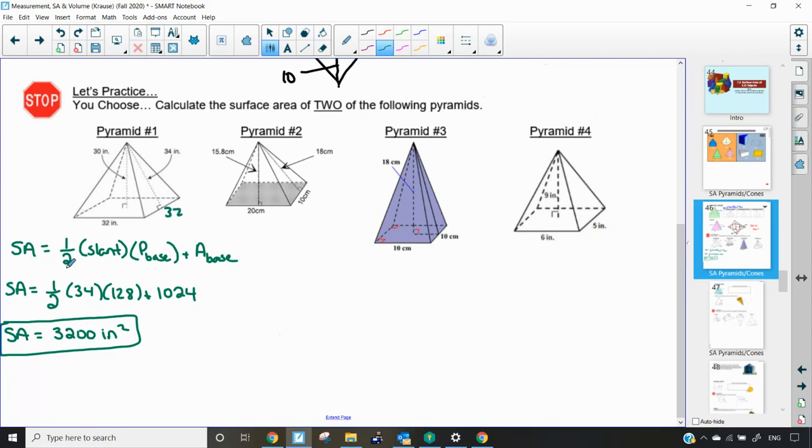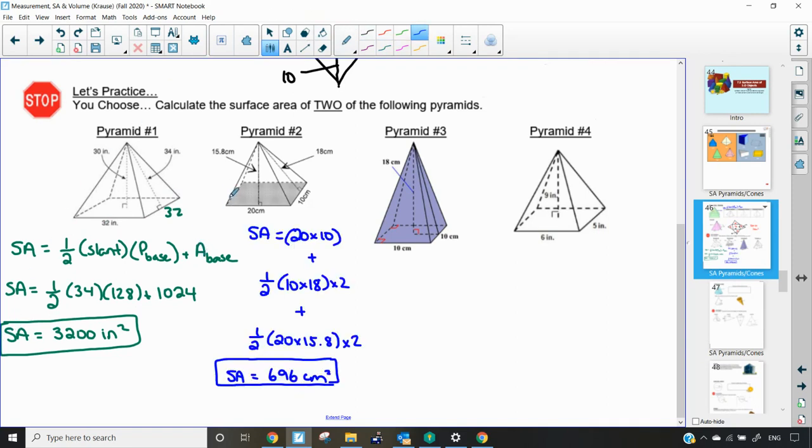so we can use our formula: 1/2 times slant times the perimeter of the base, plus the area of the base. And so we have 1/2 times 34 times 128, because 32 times 4 would be 128, plus 1024, because 32 times 32 is 1024. And that gives me a surface area of 3,200 inches squared.